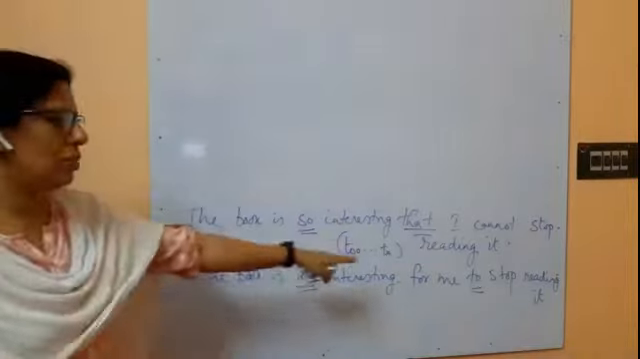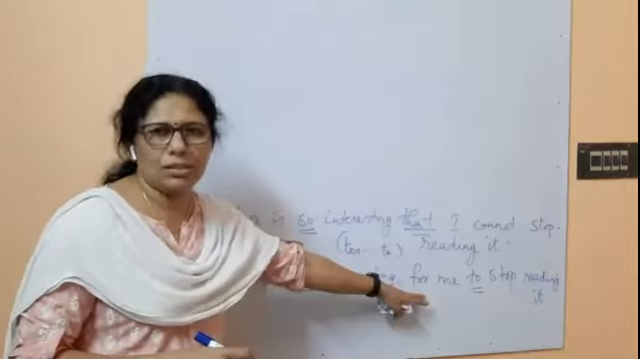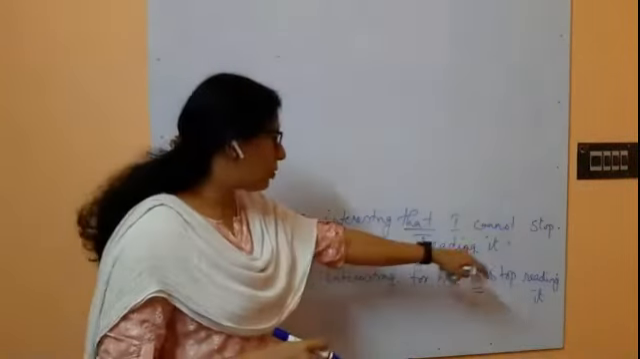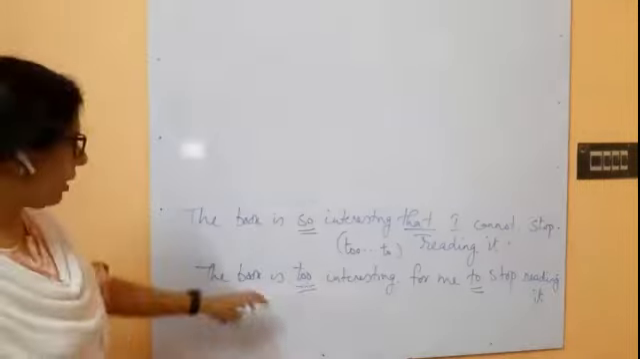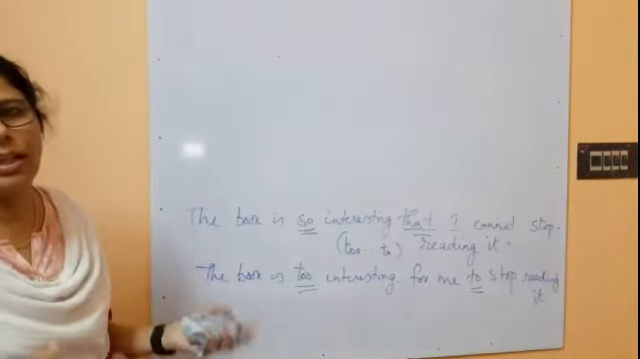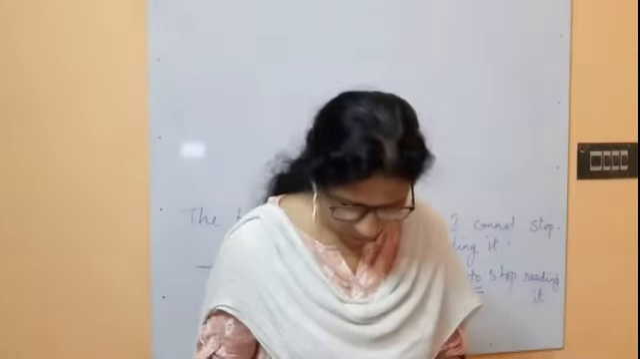Okay, "the book is too interesting to stop reading it" is also correct, but as a subject we have to insert "it", otherwise the meaning will change. Okay, "the book is too interesting for me to stop reading it." So this itself will give a negative meaning: so interesting that I cannot stop reading it. Okay, that's the meaning of that. Okay, that question is over.